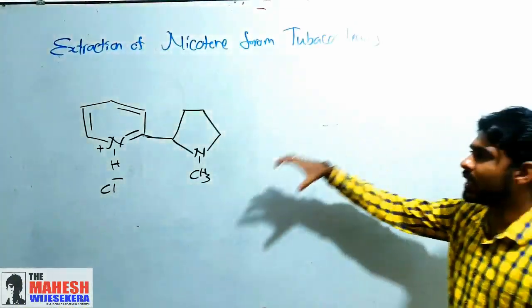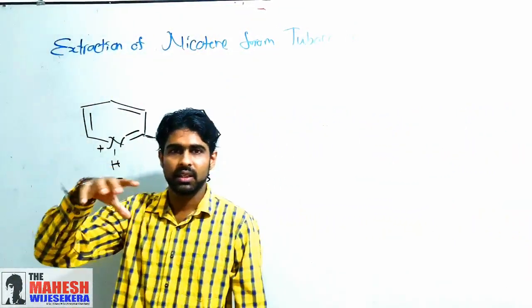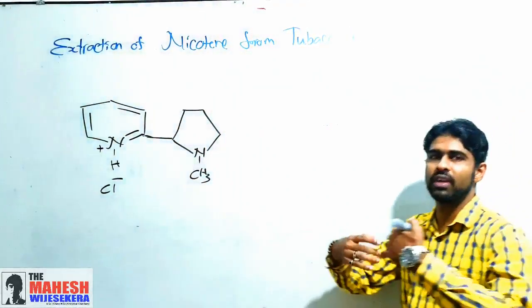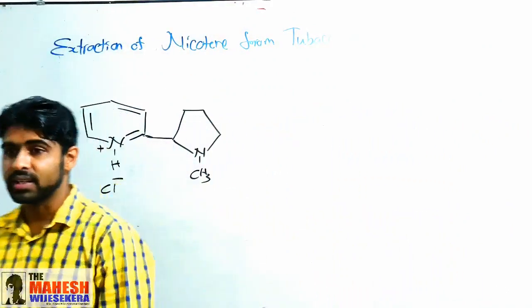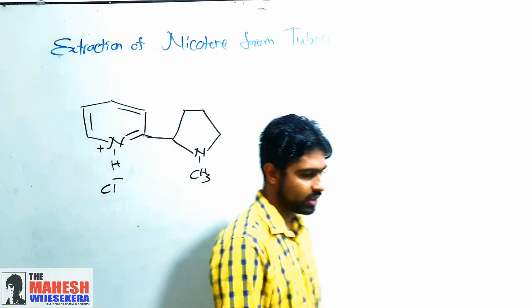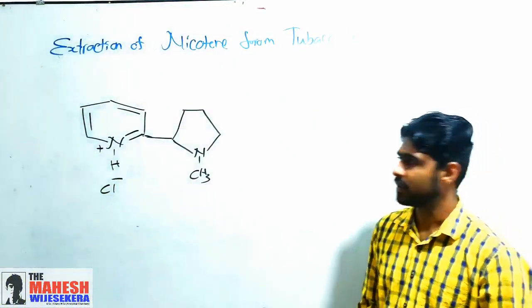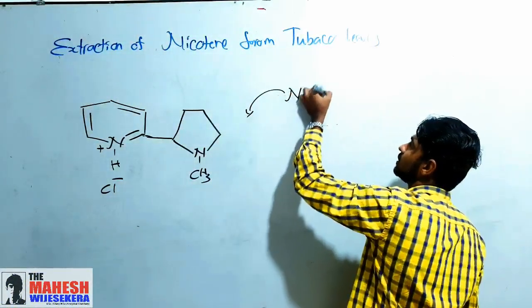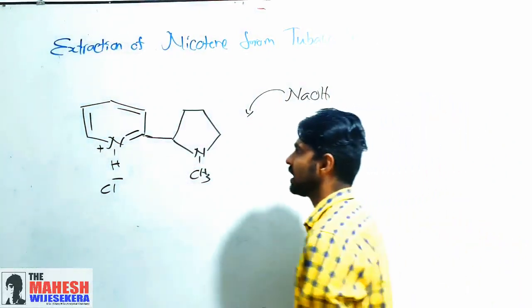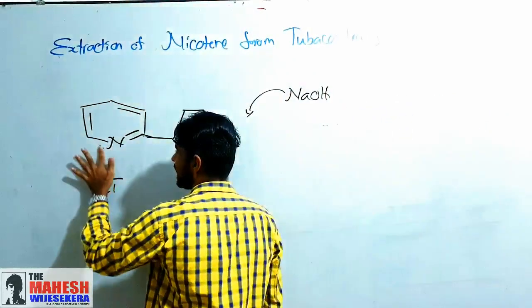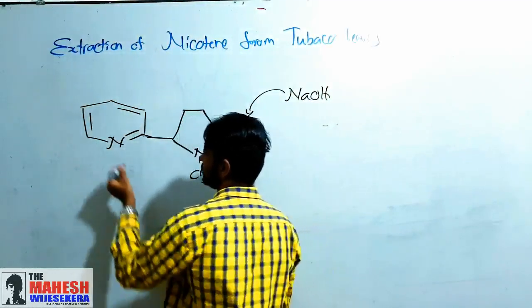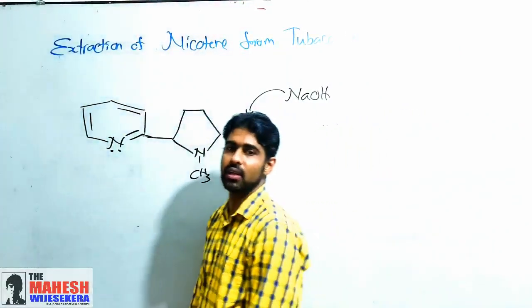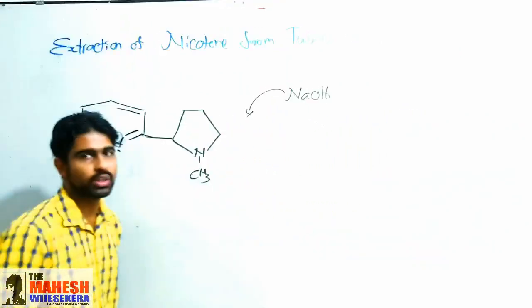So now in water, you have this nicotine dissolved. Now you can filter off all the unwanted material and take the aqueous layer. To this aqueous layer, we add NaOH. When you add NaOH, this part is neutralized and the pyridine ring will be restored, and it will convert into the original nicotine.